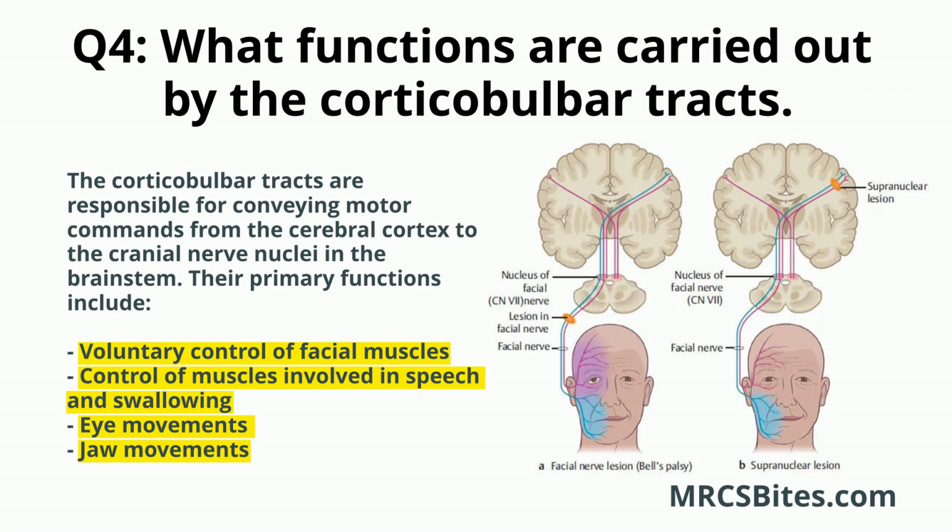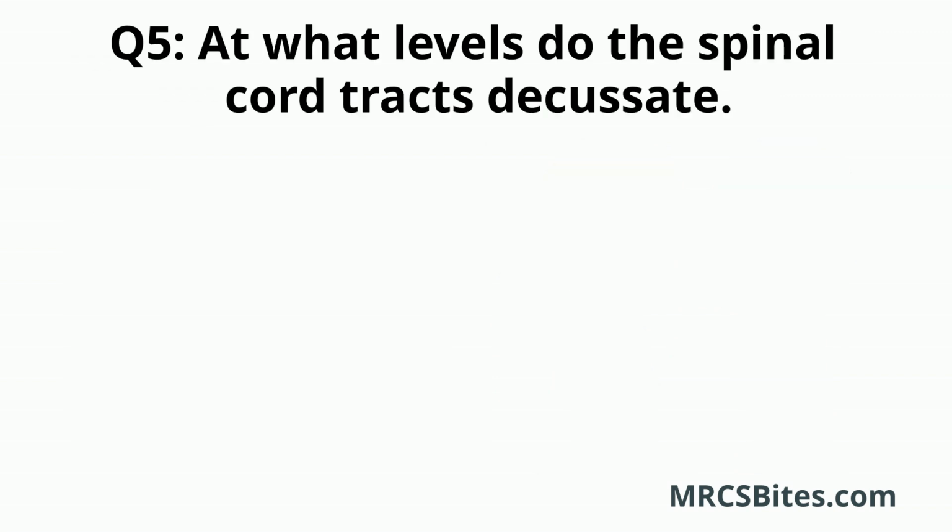Control of muscles involved in speech and swallowing. They coordinate the movements of the tongue, lips, and pharynx, which are essential for speaking and swallowing. This involves muscles controlled by cranial nerves, such as the hypoglossal, trigeminal, facial, and vagus. Eye movements. They influence eye movements by sending commands to the oculomotor, trochlear, and abducens nerves. Jaw movements. They regulate movements of the jaw through the trigeminal nerve, which is responsible for chewing and other jaw actions.